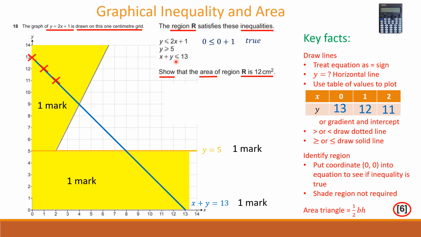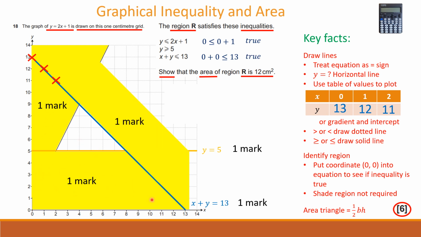Next, we need to identify which region. So we're going to take this equation here and we're going to substitute in the point (0, 0). So x is 0, y is 0, looking at this coordinate here. 0 plus 0 is less than 13. Is that true? Of course it is. 0 is less than 13, which means the point here is true. I want this point here, so the area under this line here is the area I want.